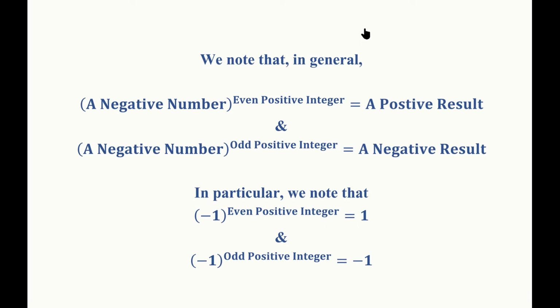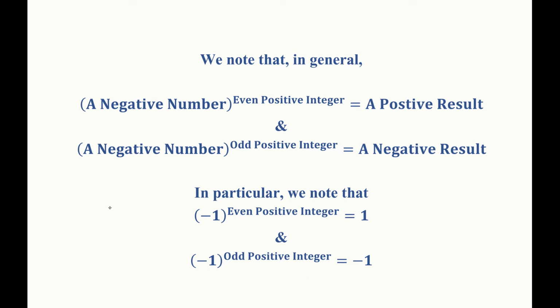So it's good to note that in general, when you have a negative number that's raised to an even positive integer, the outcome is going to be a positive result. And when you have a negative number that's raised to an odd positive integer, the outcome is going to be a negative result. In particular, it's interesting to look at -1 as the base. -1 raised to any even positive integer is going to generate 1. And -1 raised to any odd positive integer is going to give us -1.